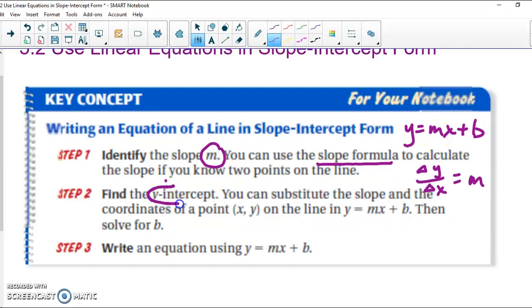Secondly, I need to find the y-intercept, which is my letter b in the equation. So I'm going to substitute the value that I find for slope into the equation, and I'm also going to substitute the coordinates of one of those points. So I'm going to put the x value in here, and its matching y value in here. And now I have every part of this equation except my y-intercept. So now I just solve for b. Once I find my b value, my y-intercept, I have both values I need to plug into this equation and write it in slope-intercept form.